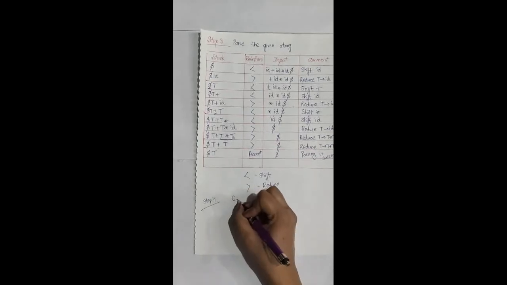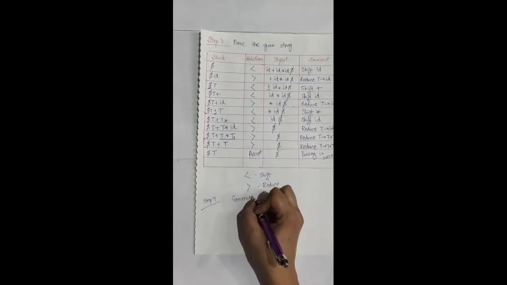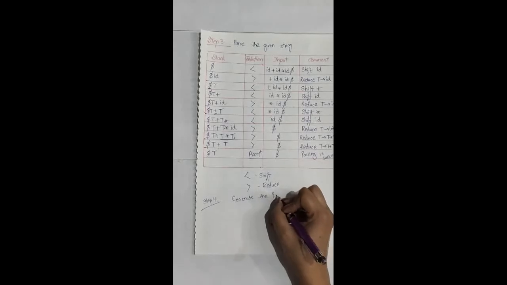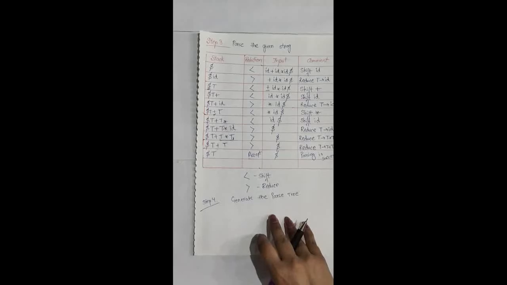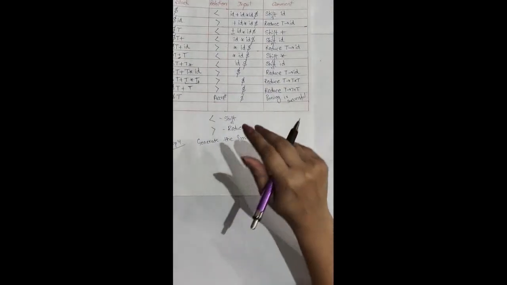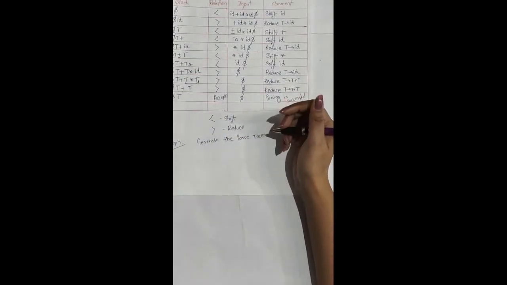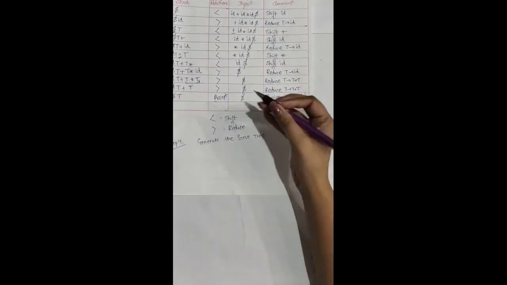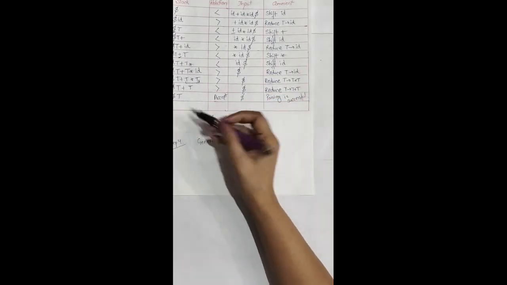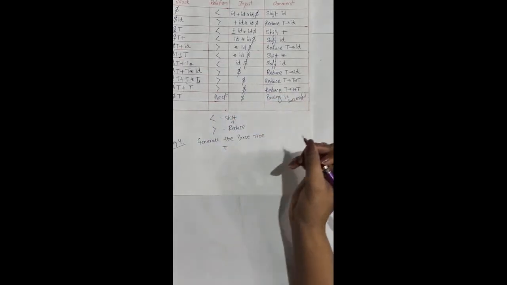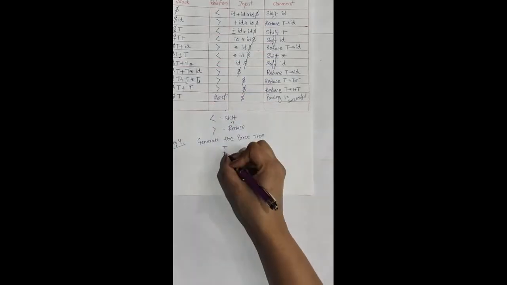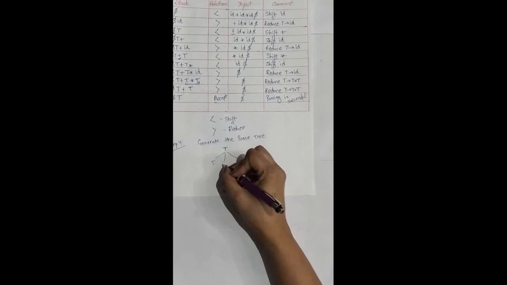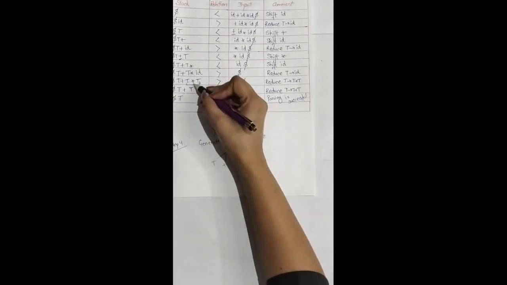What is step 4? To generate the parse tree. And since we know that this is an operator precedence parser, operator precedence parser is a bottom up parser. So we'll start with the bottom. In the bottom we have T. We have to generate the parse tree. Now T is substituted by T plus T. This T plus T.